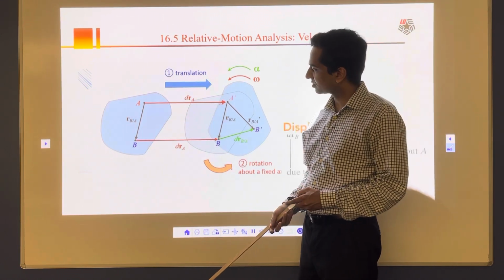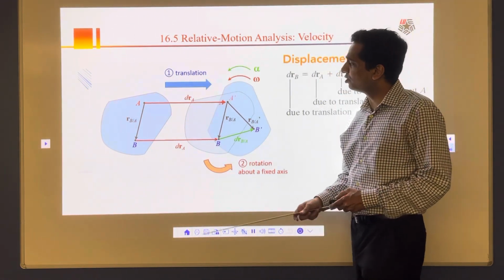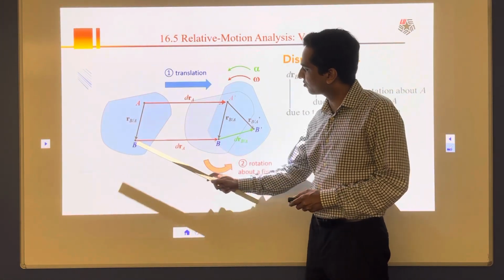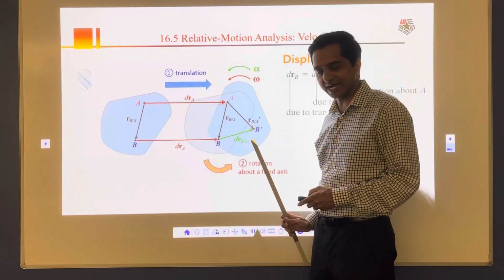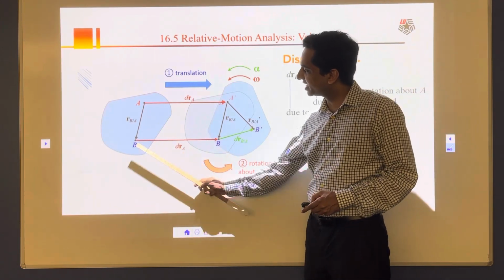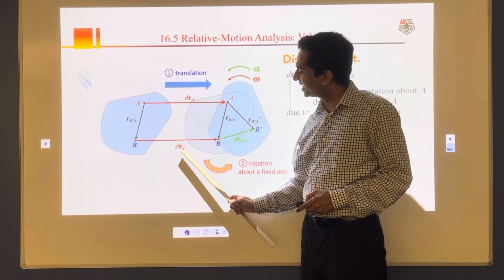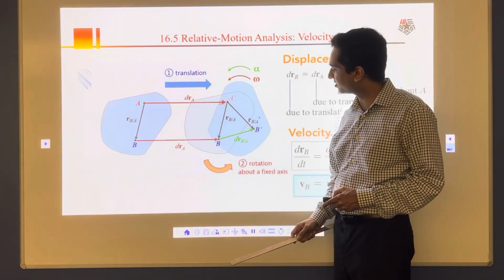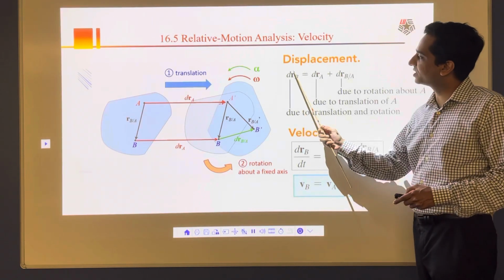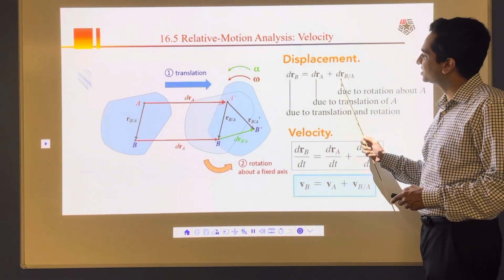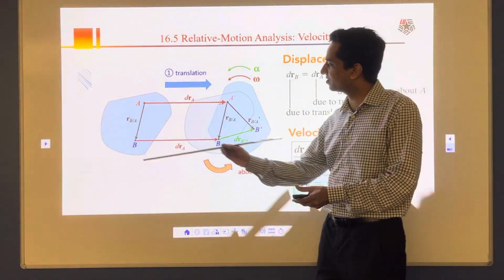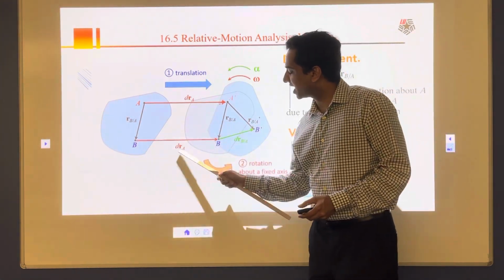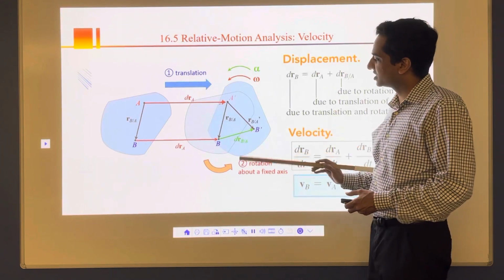Now if I want to know the displacement from B to the new position of B, drb, I can rewrite that drb as dra plus drb by A. Using the laws of vector addition, whatever drb from here to here, I get it from this triangle as dra plus drb by A.